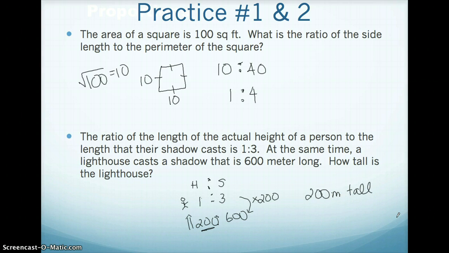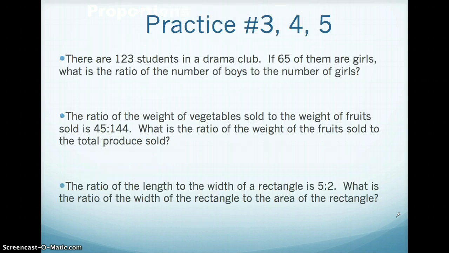Okay, let's try a couple more. Here's 3 more practice problems. Please pause the video and try it on your own first.